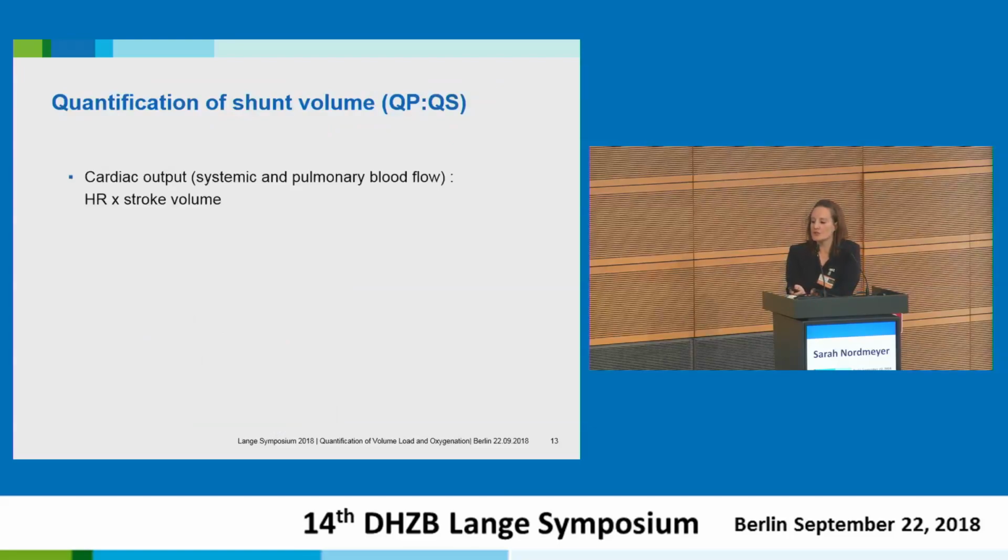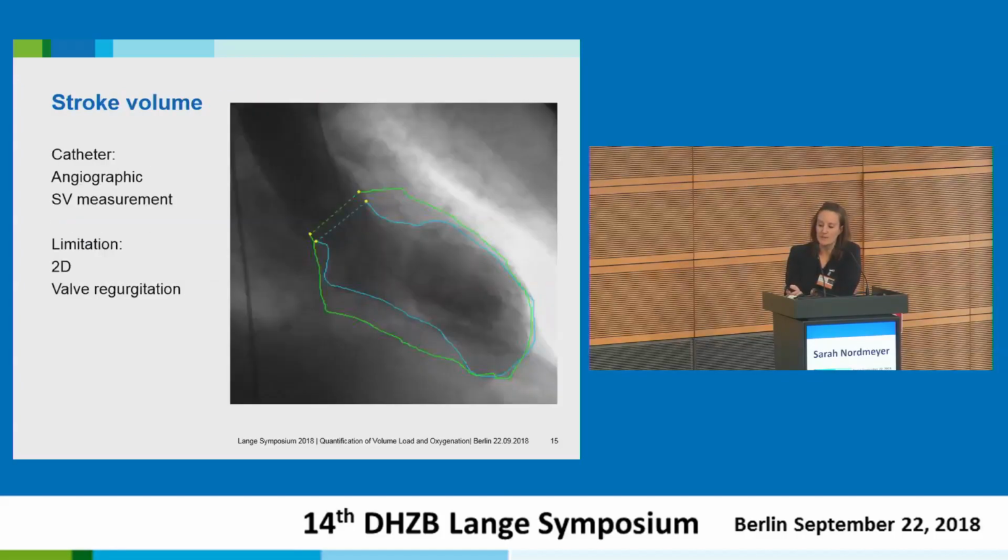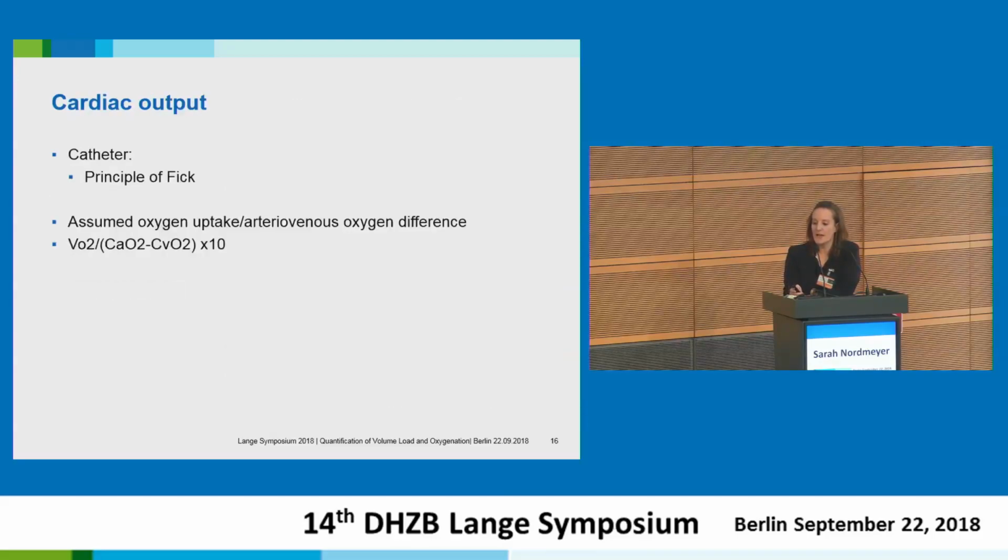For the quantification of shunt volume, we have to assess cardiac output, the systemic and the pulmonary blood flow, and actually have to assess stroke volume. And here again, we can use cardiac catheterization, echocardiography, or magnetic resonance imaging. In cardiac cath, we can angiographically quantify stroke volume. However, stroke volume measurements are limited here by the 2D nature and overestimation in case of shunts or valve regurgitations.